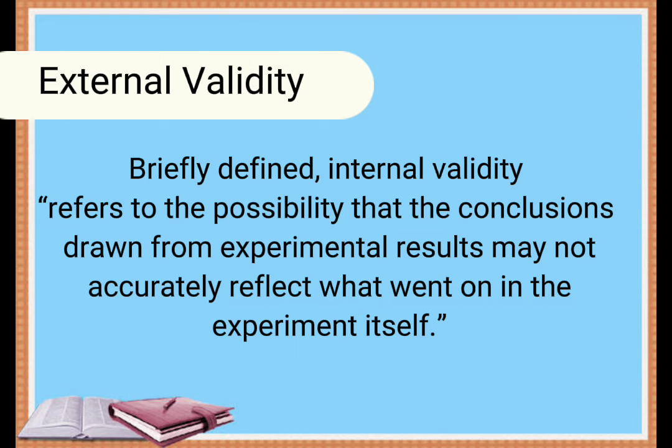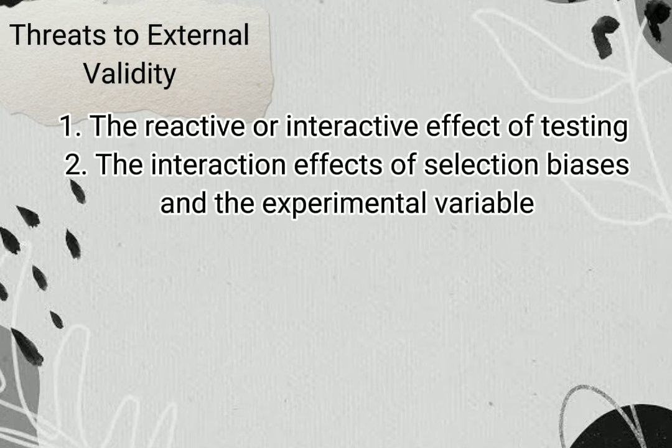Briefly defined, external validity refers to the possibility that the conclusions drawn from experimental results may not accurately reflect what would go on outside the experiment. Threats to external validity. 1. The reactive or interactive effect of testing. 2. The interaction effects of selection biases and the experimental variable.